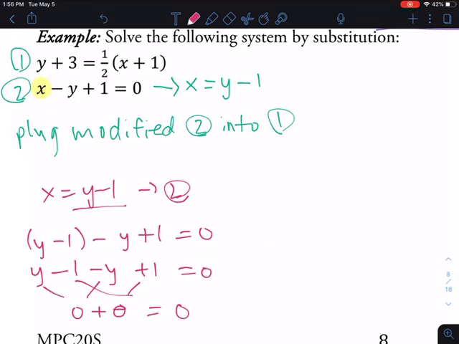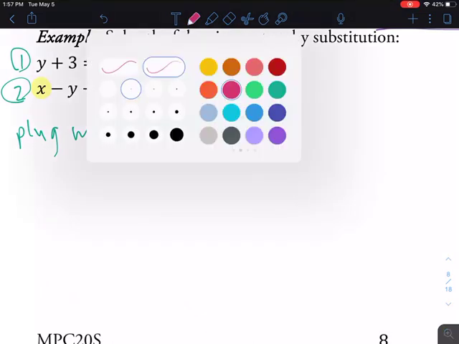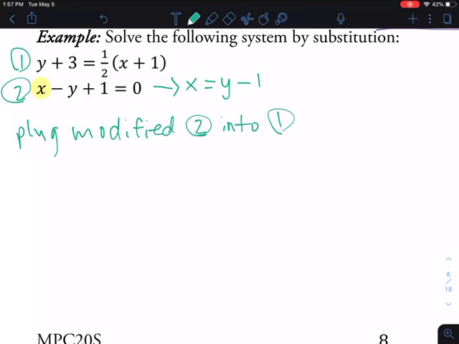Did that help us at all solve our equation? Absolutely not. It just told us something that we already know, which is that 0 is equal to 0. So like big whoop, you know? So you do not want to do this. You always want to be plugging your modified equation into the other equation. Okay, so that's why I wrote that and told you to highlight it and put it in bold and everything.